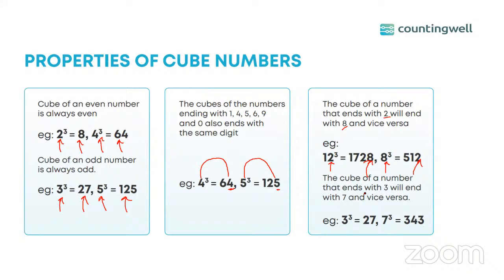Now the cube of a number that ends with 3 will end with 7 and vice versa. So we can remember these two pairs: 2 and 8, and 7 and 3. So the cube of 3 will end with 7 and the cube of 7 will end with 3. No matter how large the number is, whichever number ends with 3, its cube will end with 7, and whichever number ends with 7, its cube will end with 3.